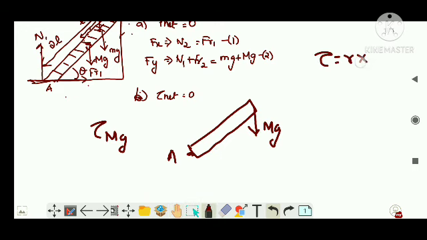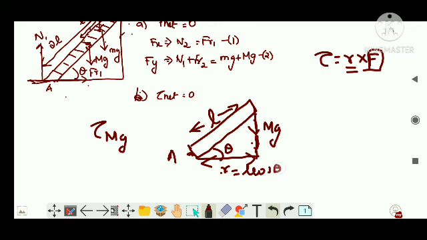Torque is equal to r cross F. F is a force which is this mg, and what is r? That is the perpendicular distance of this force from the axis of rotation. So what is the perpendicular distance? This one, right? Keep that in mind. So this r, how can I find? This entire rod or ladder is of length 2l, means this length will be l, because this is the center of mass. This angle is theta, means this r is equal to l cos theta.